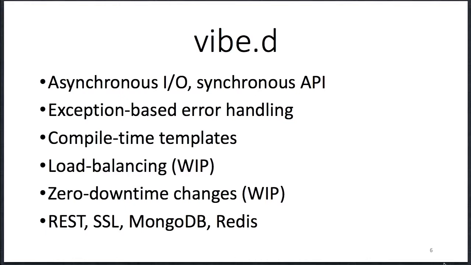So vibe gets the spotlight of my talk. What makes vibe so special? Vibe uses asynchronous I/O, which is what makes other frameworks so fast and scalable. But it uses a synchronous API, which makes code easier to write, as I'll show you in a second. There are some benefits with it. It also has compile time templates, as well as some work in progress on load balancing and zero downtime changes.